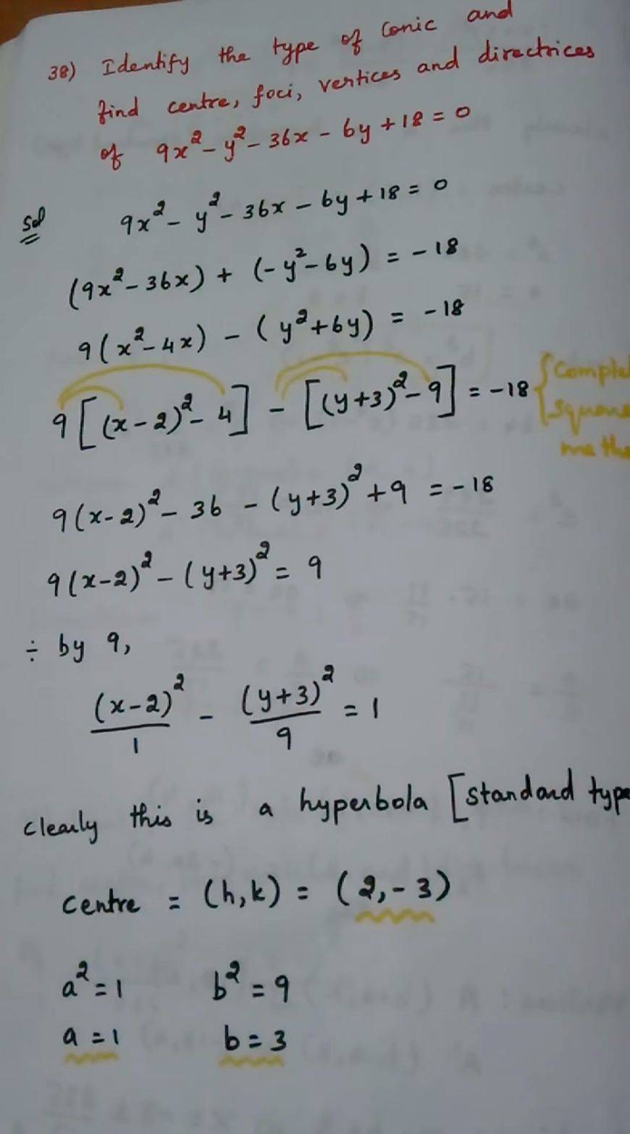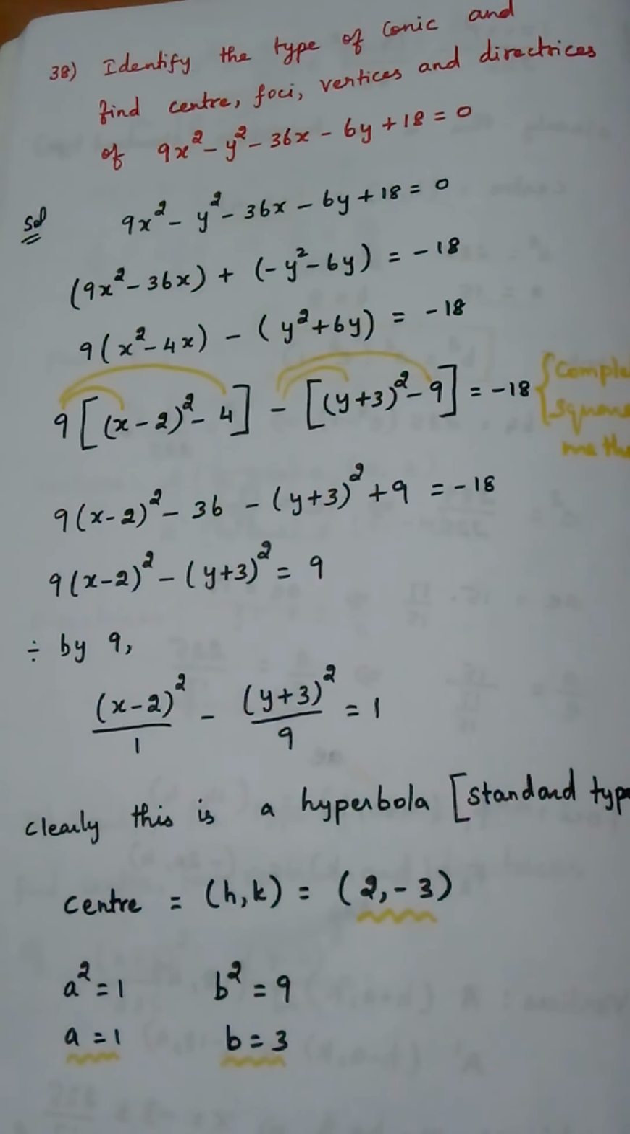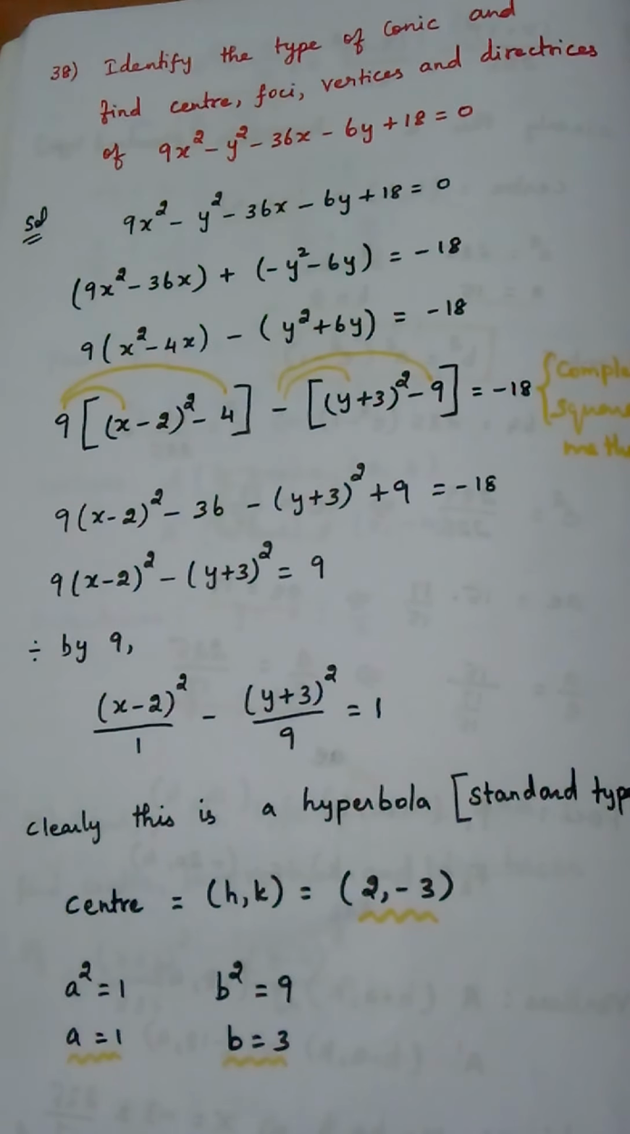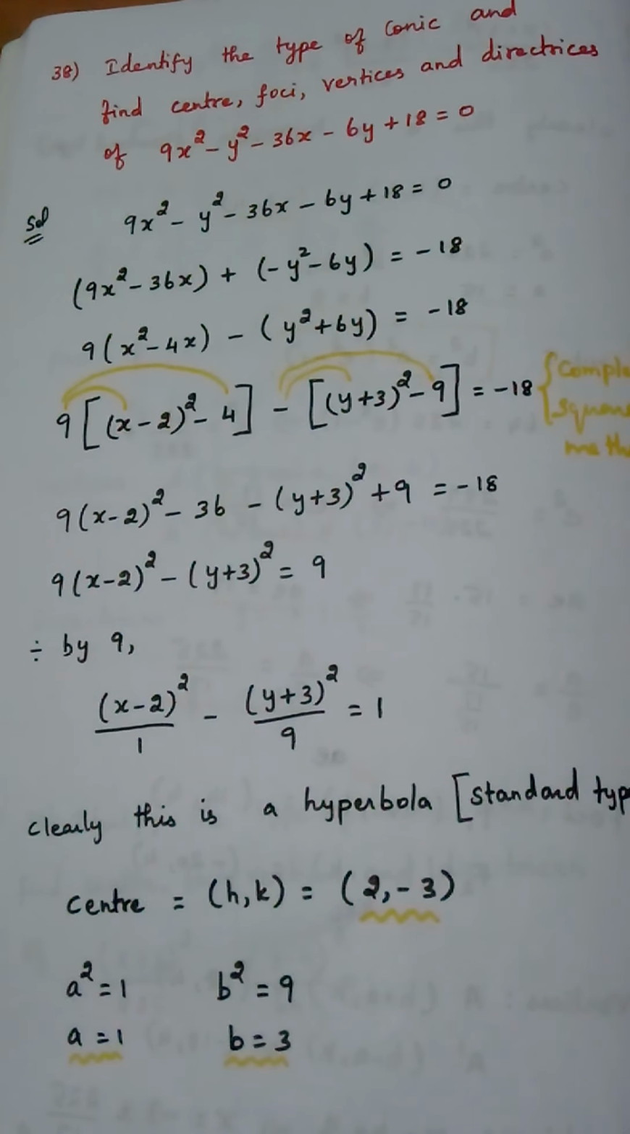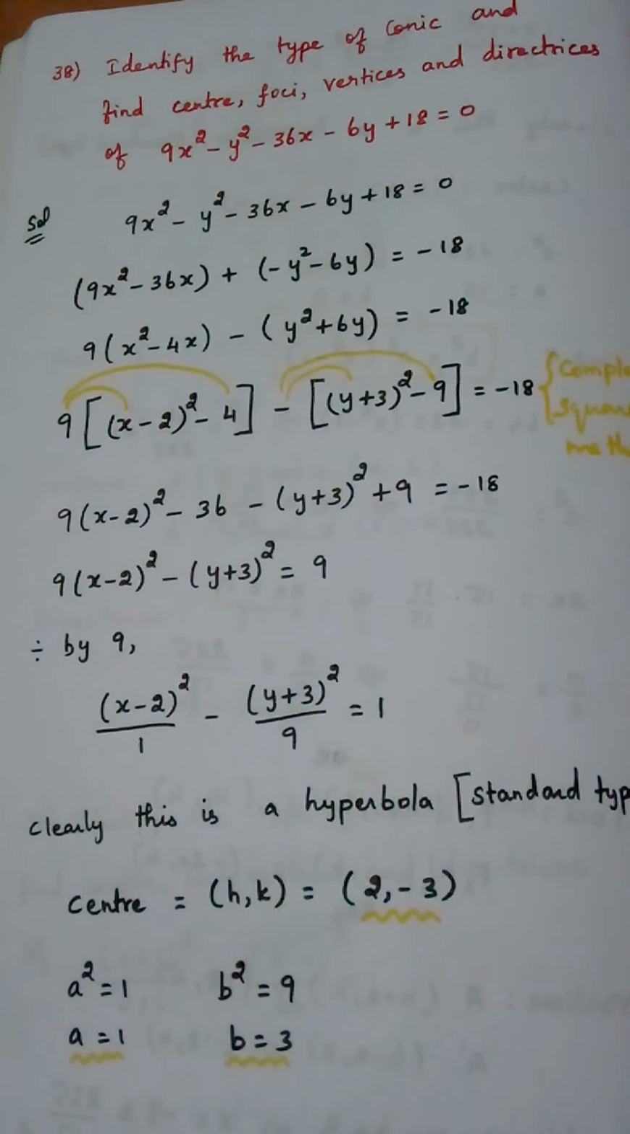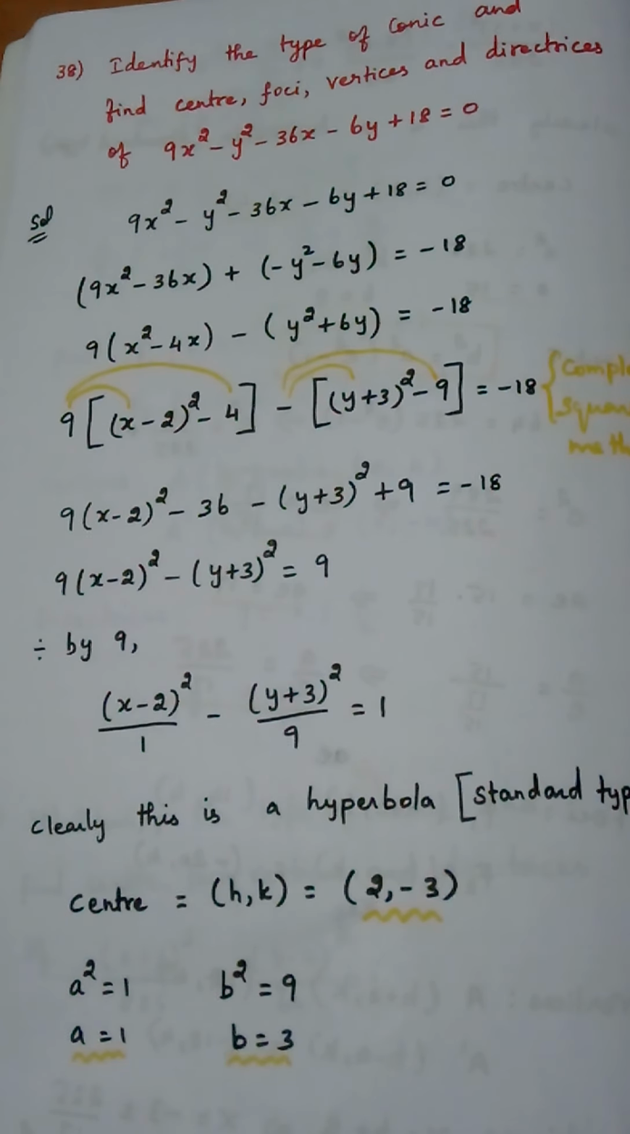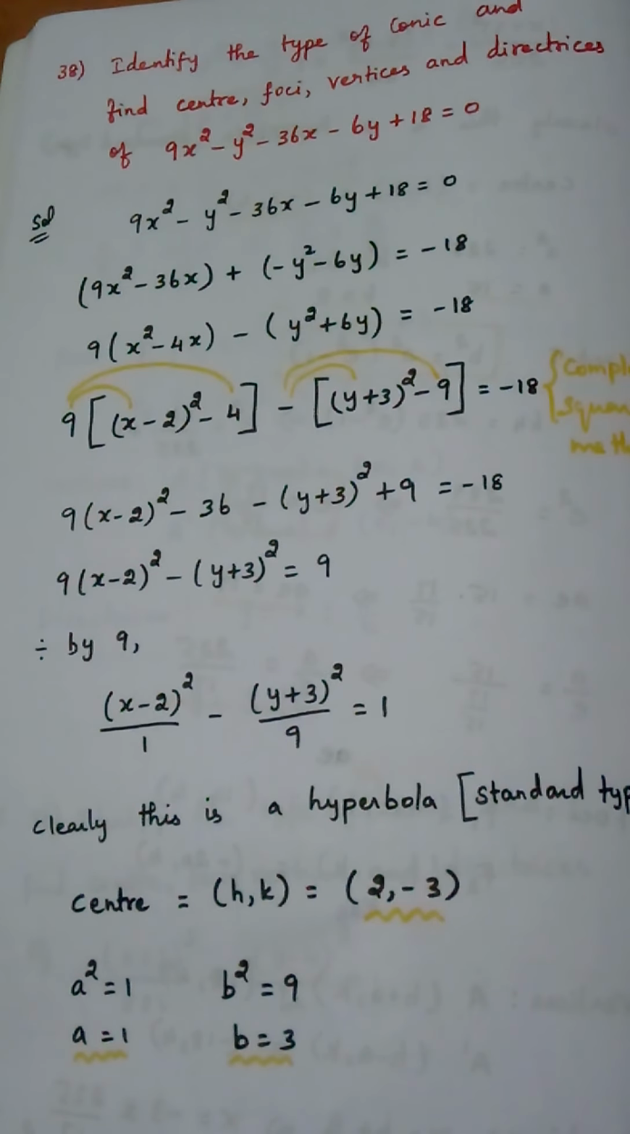Now we are in the fifth chapter, in which we have completed two topics. What are they? Two types of conics we have completed: parabola and ellipse. Now we are in hyperbola. In hyperbola, we have seen two types. One is standard form, the other one is non-standard form. Standard hyperbola and non-standard hyperbola, right?